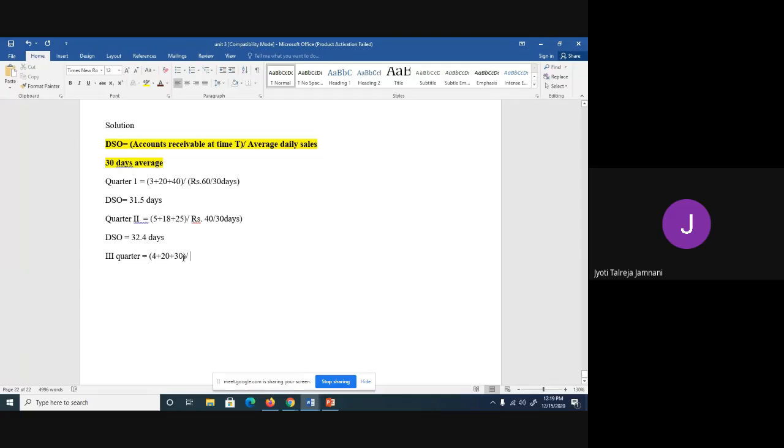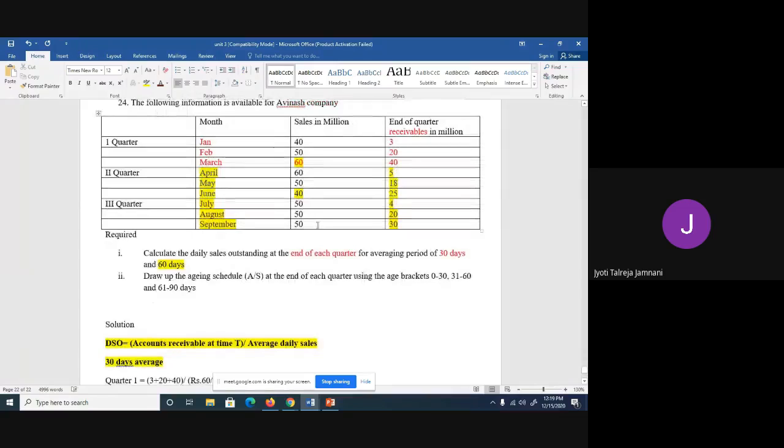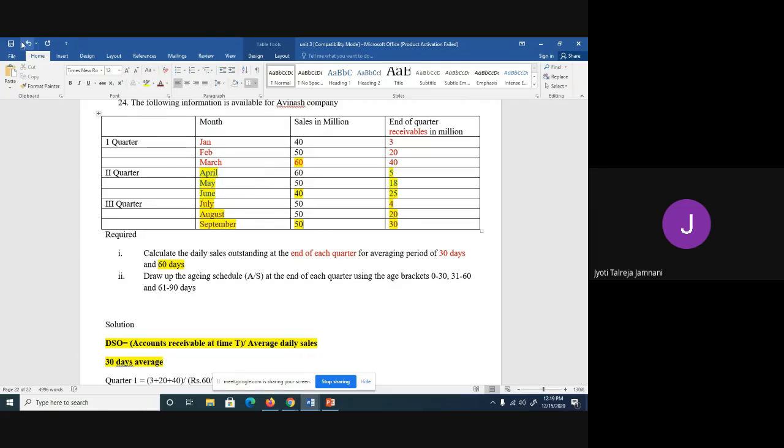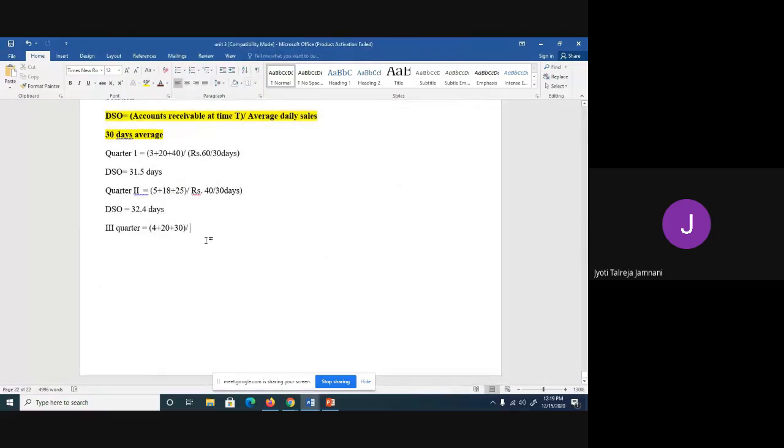Divided by, I want only the last month's sale because I'm taking 30 days average. So it will be 50. So I'll be taking that 50 divided by 30 days average. So when you solve this, you will get the quarter 3 value. Days sales outstanding for quarter 3 is equal to 32 days.